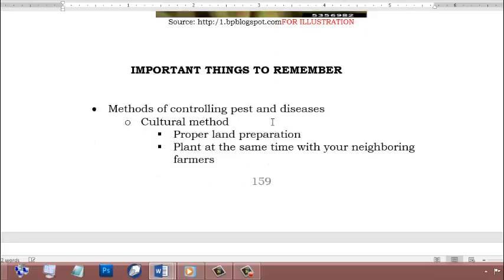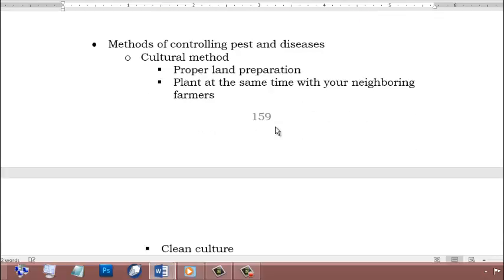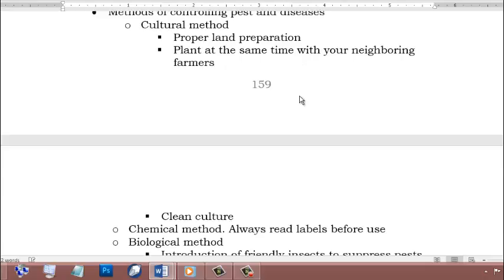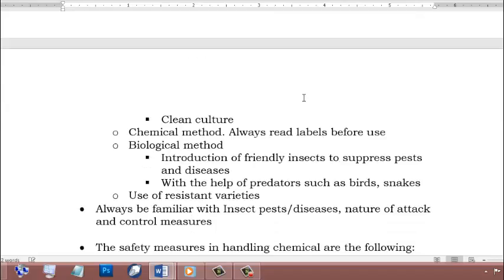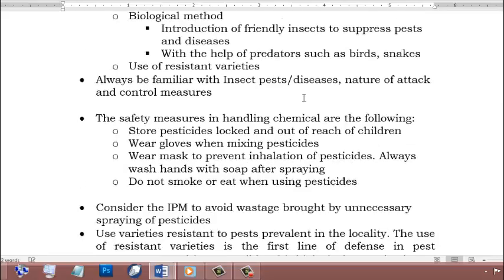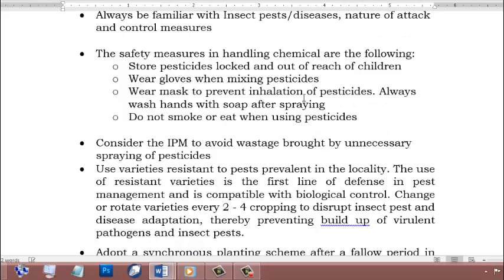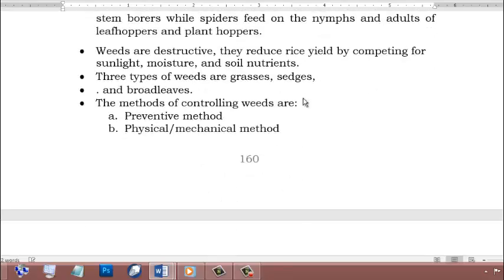So here are the important things to remember. Methods of controlling pests and diseases. Cultural method: proper preparation, plant at the same time with your neighbor farmers. So no one goes ahead, it should be together if possible, if you can. But if you cannot do it, just be ready with your farm and techniques of eradicating insect pests. Chemical method, biological method, use of resistant varieties, and other measures to eradicate pests and diseases.